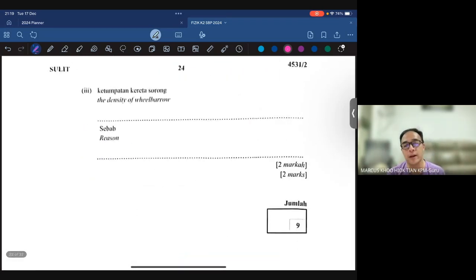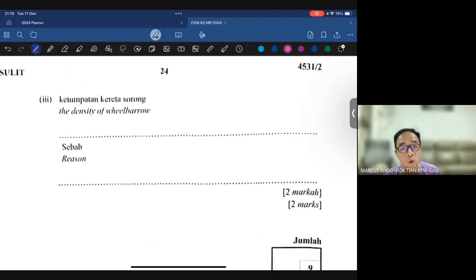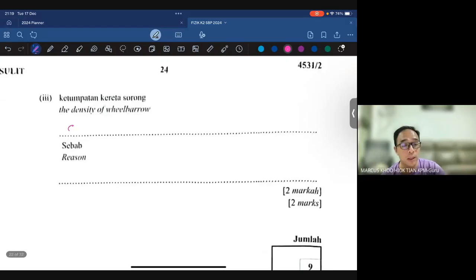The density of the wheelbarrow. Okay, I think this is like a bonus question. Okay, ketumpatan kredit. Who would want to carry a heavy wheelbarrow? Sudahlah benda yang kamu mau angkat itu kan berat sudah. Lepas tu kamu mau lagi wheelbarrow yang berat kan? It doesn't make sense. So the density of the wheelbarrow should be small. I think this is memang small density lah.